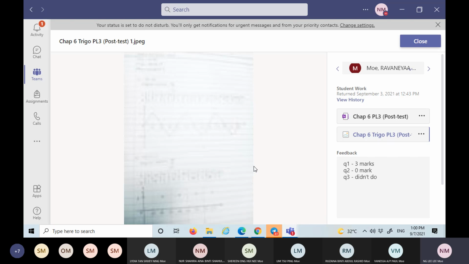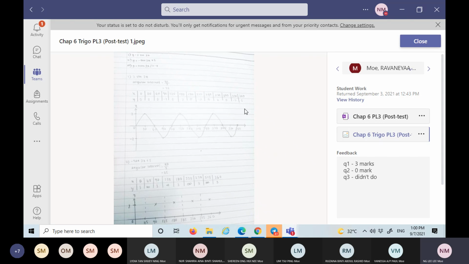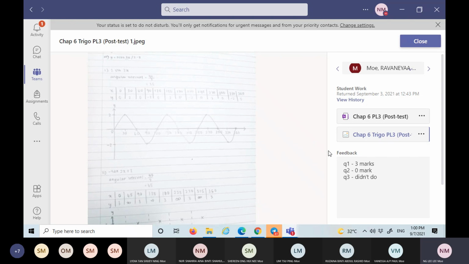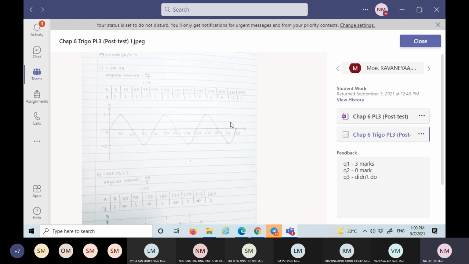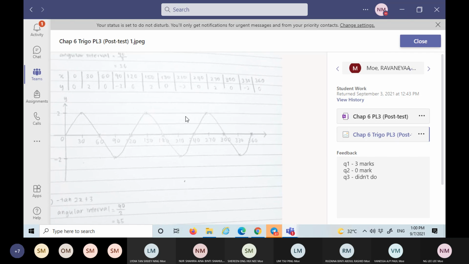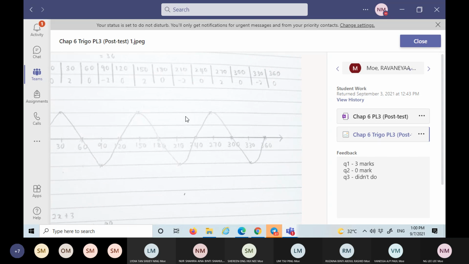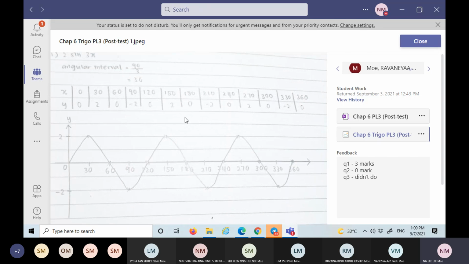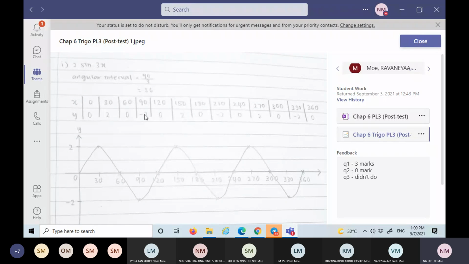Okay, next is Ravania. Because you attached, I cannot mark on it, so I have to write it in the feedback. First question you get how many marks, second question you get how many marks, I let you know. And then the image is not sharp.